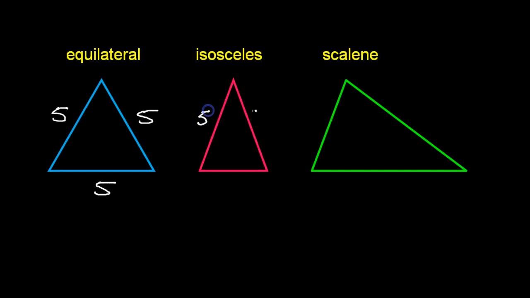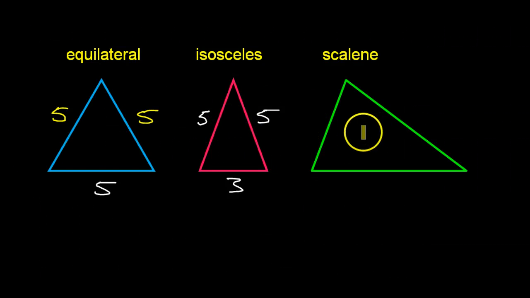So say if this was 5, 5, and 3. This would be an isosceles triangle because it has two sides that are equal. Now, I should point out to you that all equilateral triangles are also isosceles because they do have two equal sides. Okay? So you don't have to have two sides the same and one side different to be isosceles. If all three sides are the same, you still have two sides that are the same. So an equilateral triangle is equilateral and isosceles at the same time.